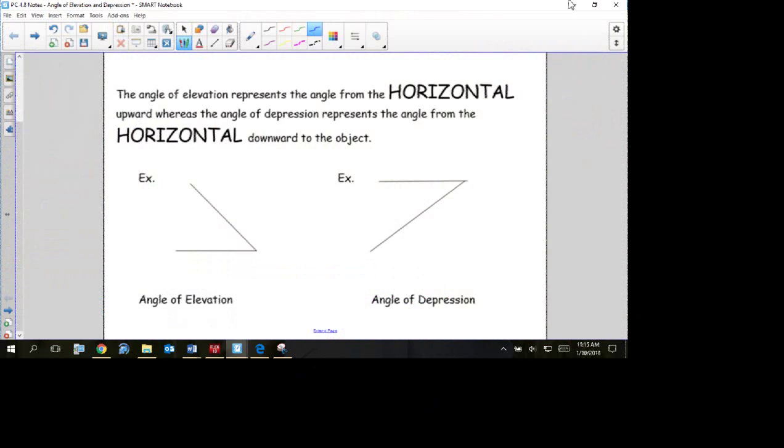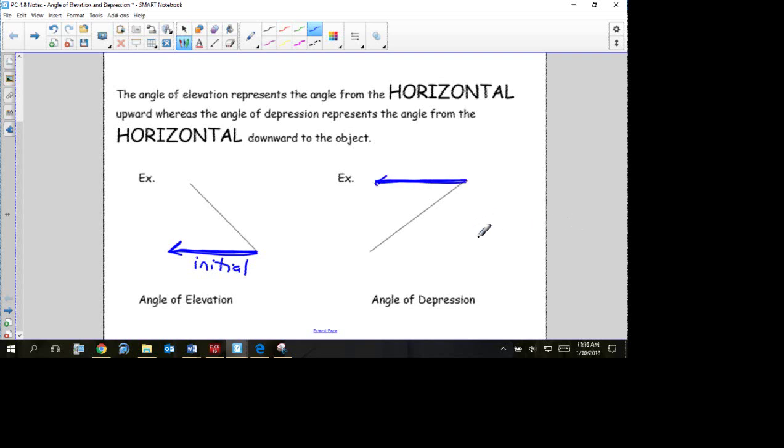So we're going to start today with angle of elevation and angle of depression, which you have or should have covered in previous courses. The main thing to know about angle of elevation or angle of depression is you always start with the horizontal. So the initial side in this angle is the horizontal line.